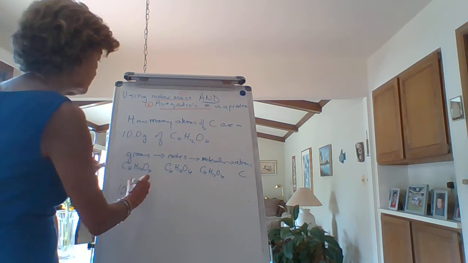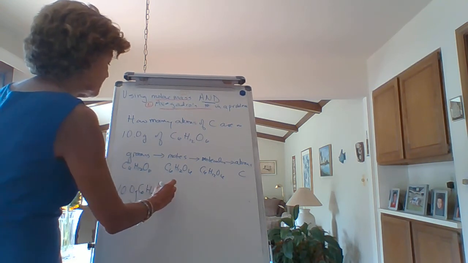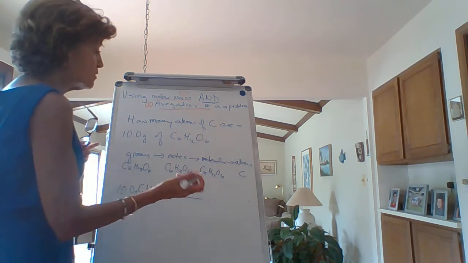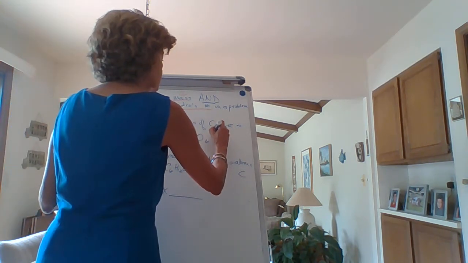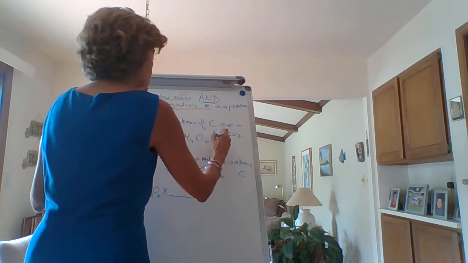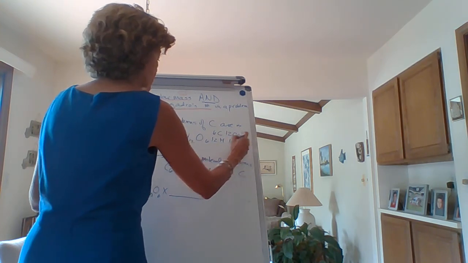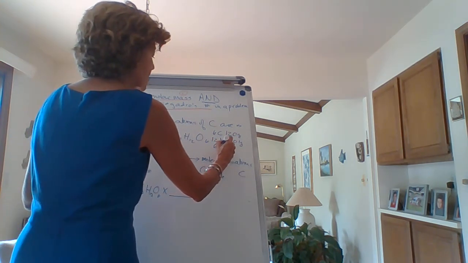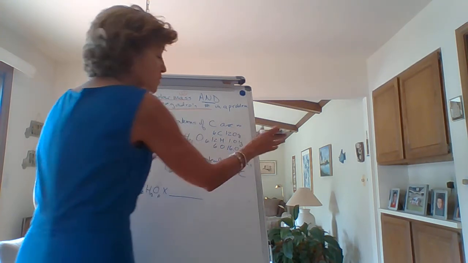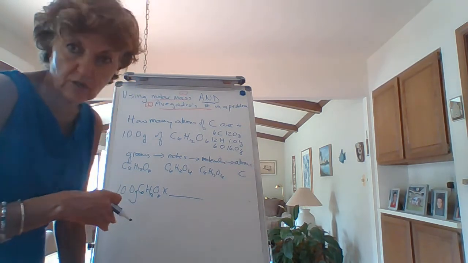10 grams of glucose, C6H12O6. You need the molar mass of glucose first. So you need to go to the periodic table. You have 6 carbons. Each one of them is 12.0 grams. You have 12 hydrogens. Each one of them is 1.01 grams. You have 6 oxygens. Each one of them is 16.0 grams. Do the math, add them up. I know it's around 180 grams, so I'm just going to use that.